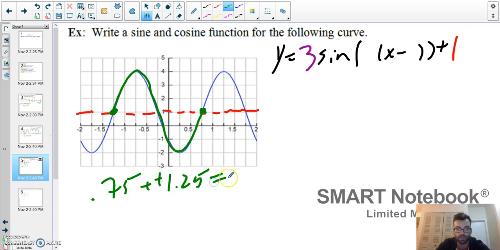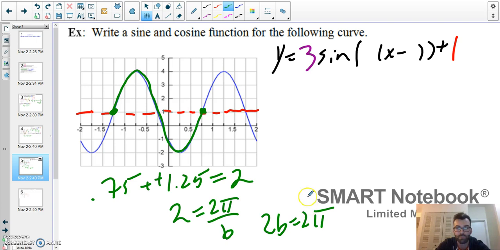gives me 2. So 2 equals 2 pi over b. Multiply both sides, 2b equals 2 pi. Divide by 2, pi has to be my b value. Okay. I horizontally shifted plus 1.25. Sorry, that's tough to read.